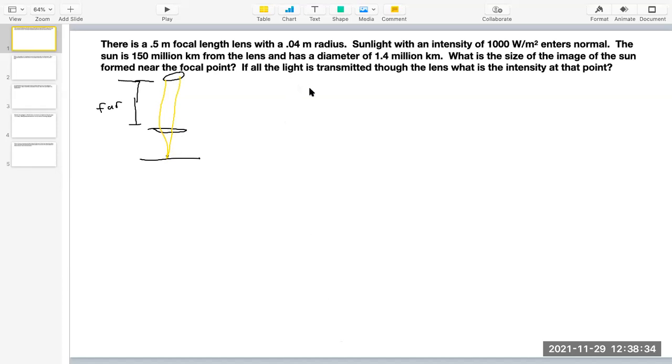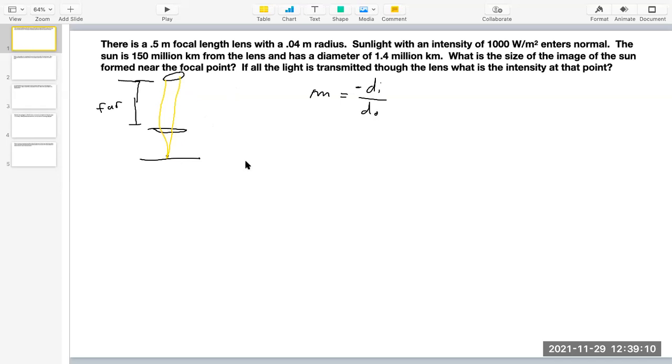So our magnification equation, or our magnification, is equal to our image distance over our object distance, minus 1 just to take into account the fact that things can be flipped upside down. But for an image of the sun, whether it's right side up or upside down is of not much importance.